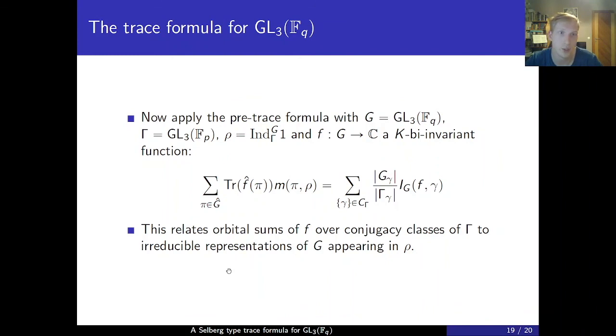We can apply the usual pre-trace formula to this setting. We take G to be GL_3(F_q), gamma to be the subgroup GL_3(F_p), rho to be the induced representation from gamma to G, and f a function from G to C which is K-bi-invariant, and this pre-trace formula is valid. This relates orbital sums of f over conjugacy classes of gamma to irreducible representations of G appearing in rho, in the spirit of a trace formula.